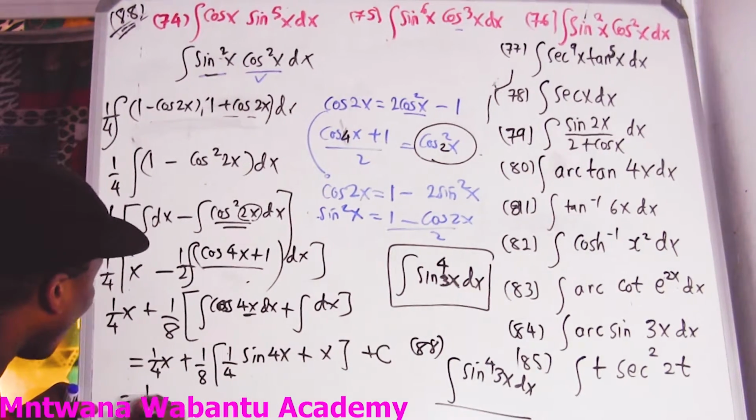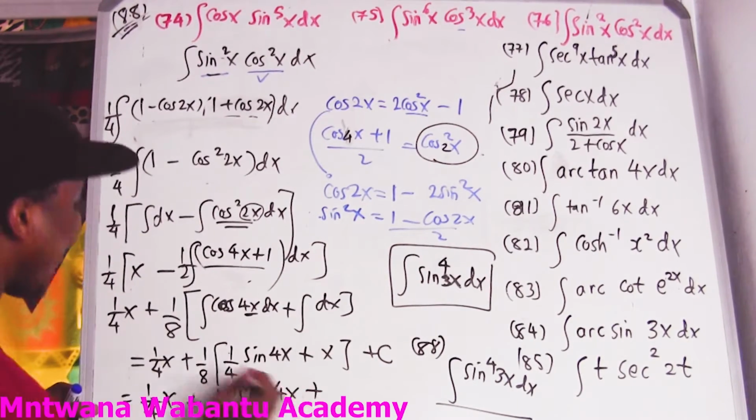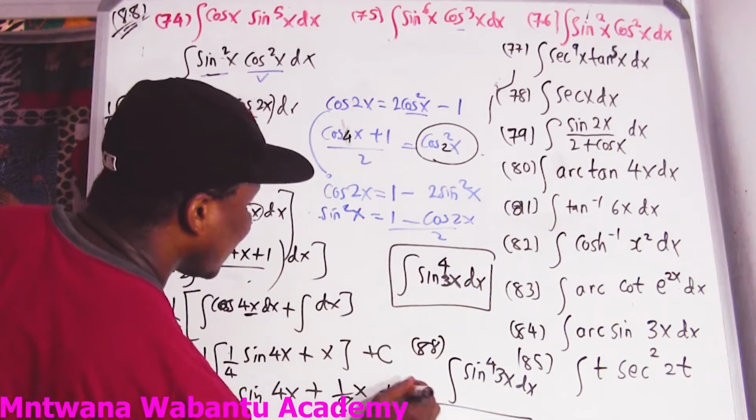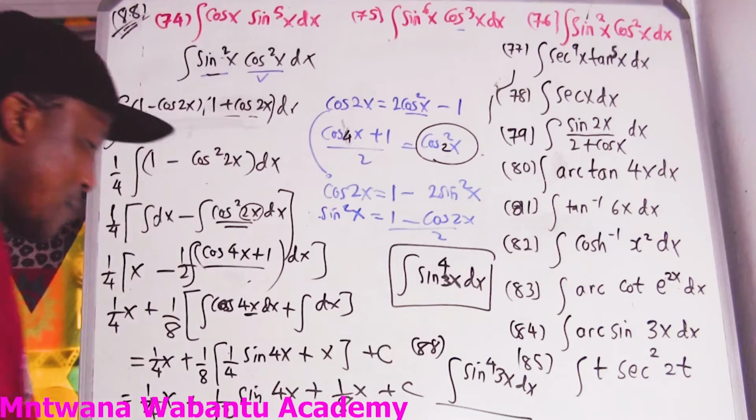So this is going to be 1 over 4, x plus 1 over 32, sine of 4x plus 1 over 8, x plus c, if you want to expand. So now we're done. Let's go to question 88. So like I said, when you finish this, it's going to be question number 88.